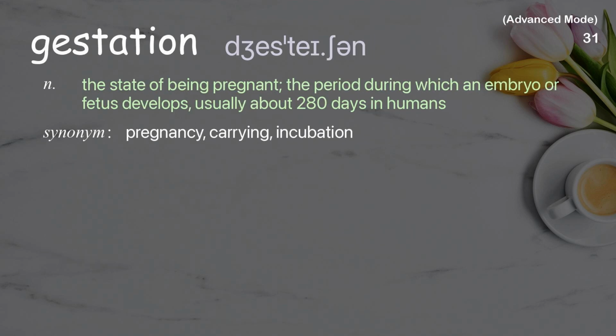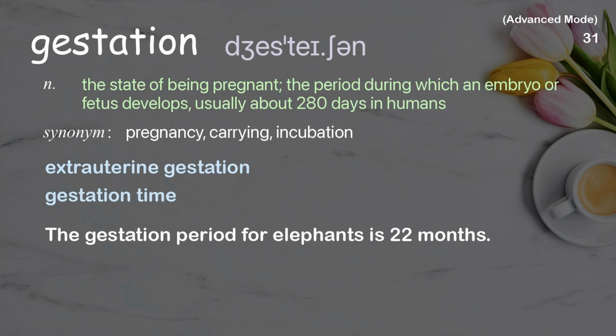Gestation. The state of being pregnant, the period during which an embryo or fetus develops, usually about 280 days in humans. Examples: Extrauterine gestation, gestation time. The gestation period for elephants is 22 months.